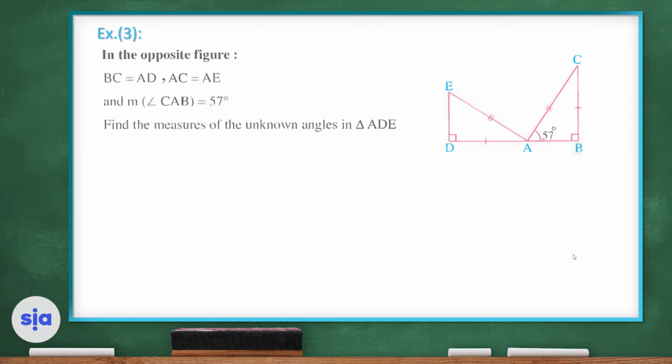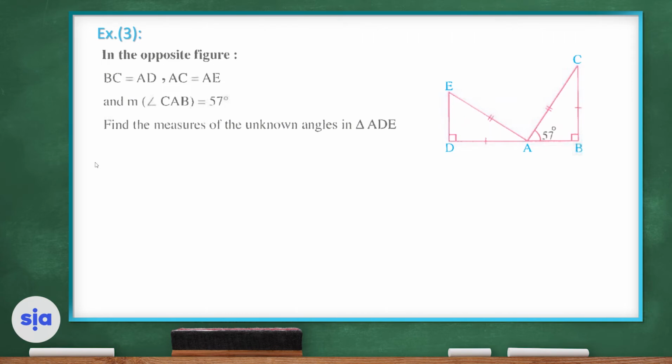Exercise number 3. In the opposite figure, BC is congruent to AD, and AC, which is the hypotenuse of triangle ABC, is congruent to AE, which is the hypotenuse of triangle ADE. And the measure of angle CAB is 57 degrees. Find the measure of the unknown angle ADE. Find the measures of the unknown angles in triangle ADE.